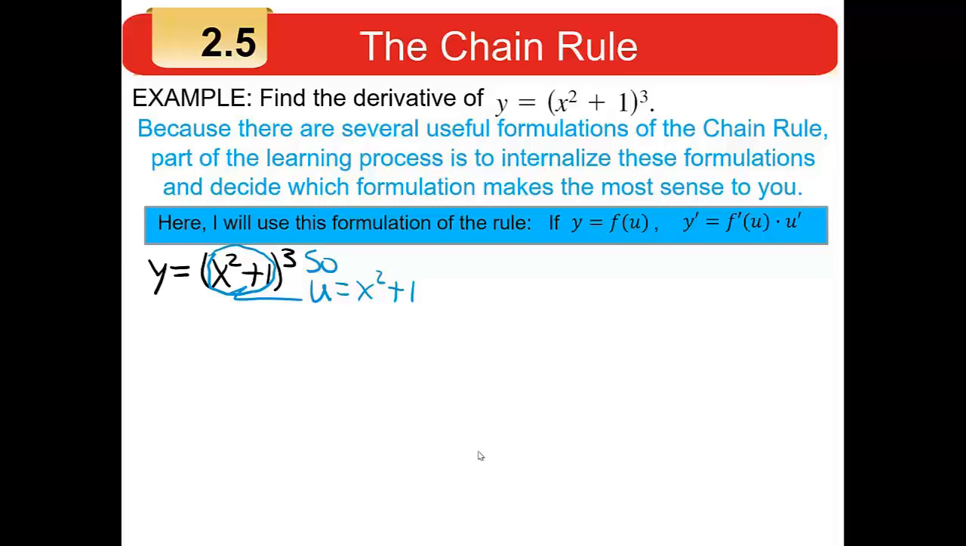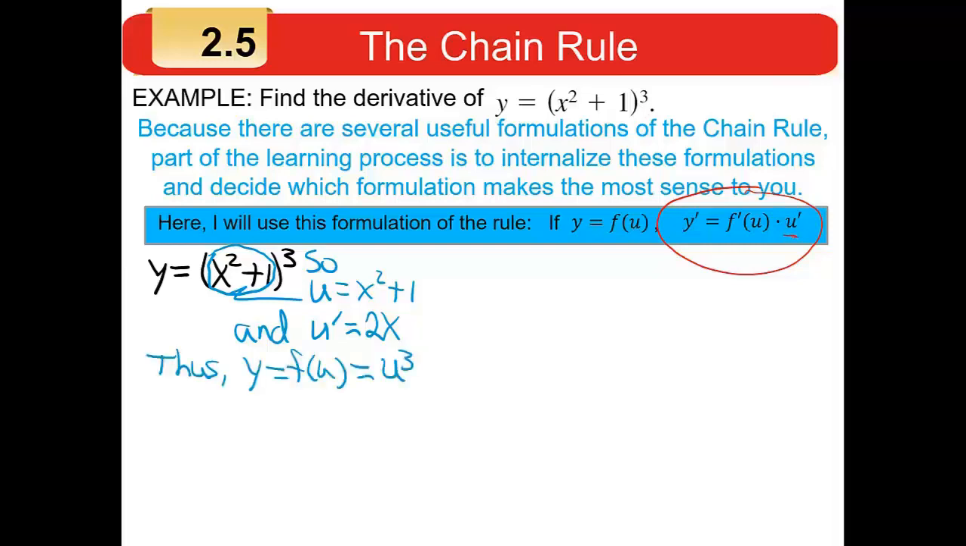And notice that in your formulation of this, you're going to have to eventually calculate u prime. So you might as well go ahead and do it. The derivative of x squared plus 1 is just 2x. You're going to need that. The formula says you're going to have f prime of u times u prime. So what we've written now is y is a function of x. We let u be this x squared plus 1, so we end up with f of u equal u cubed. It's really the quantity x squared plus 1 cubed, but we're letting u be x squared plus 1, so it'd be u cubed.